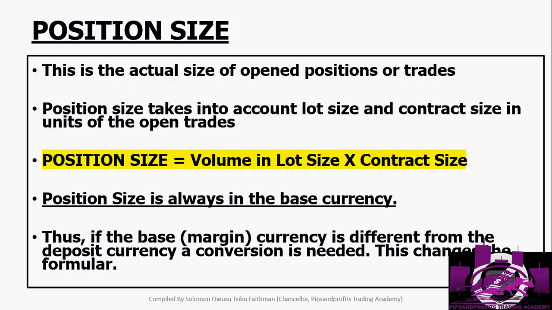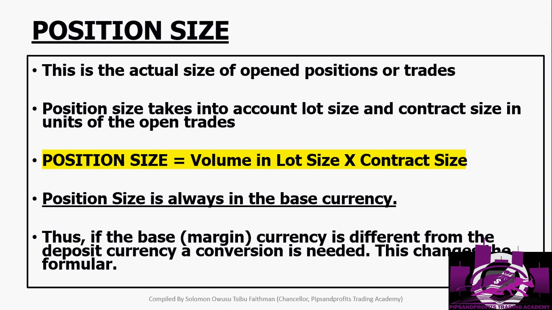And then we came to position size. We said that this is the actual size of open positions or trades. So anytime you trade, let's say 0.1, 0.2, 1 lot size, any lot size that you trade, okay, when you open the trade, there is what we call the position size. That is the size of the entire trade that you have opened, okay? And the position size takes into account lot size and then your contract size. And this contract size, we explained that you can get from your contract specification.